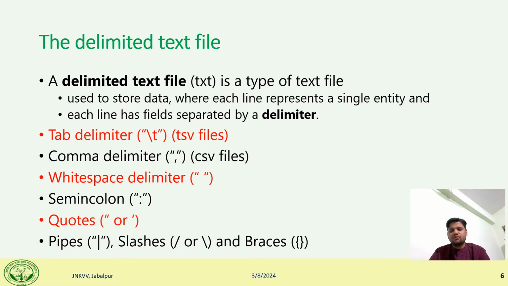Comma delimiter is commonly called CSV files, comma separated value files. Then white space delimiter, where only a single space is given between the values for two different variables. Semicolon is also used. Sometimes colon is also used. Then quotes are also used, double quote or single quote. Sometimes pipes are used, which is a single vertical line, slashes in either direction, or curly braces may be used. So there are a variety of delimiters, but the most commonly used are tab, single space and comma delimiters.